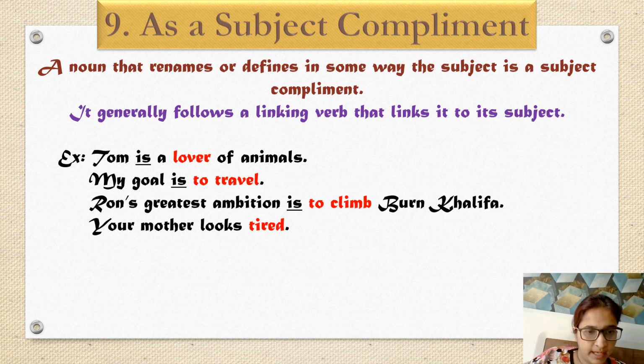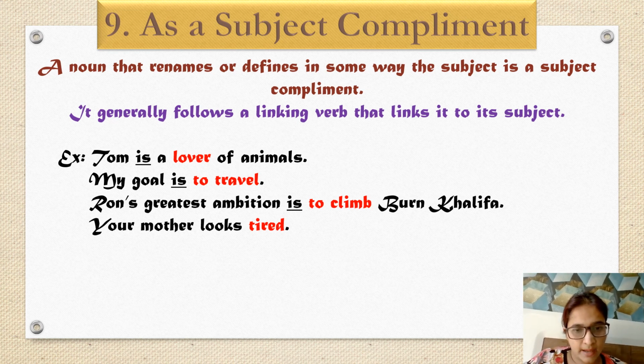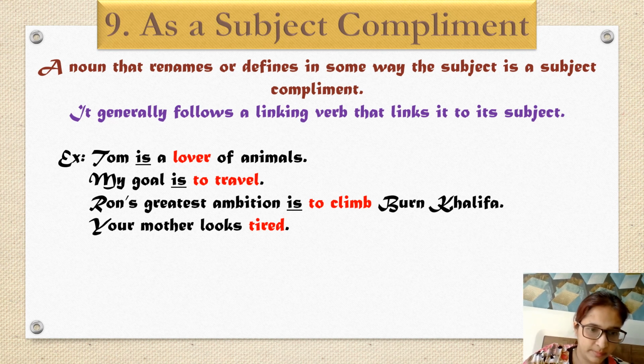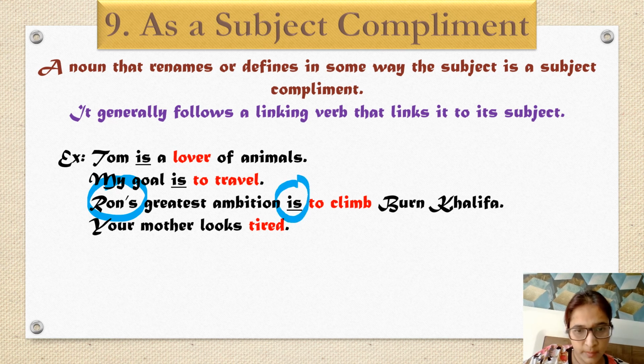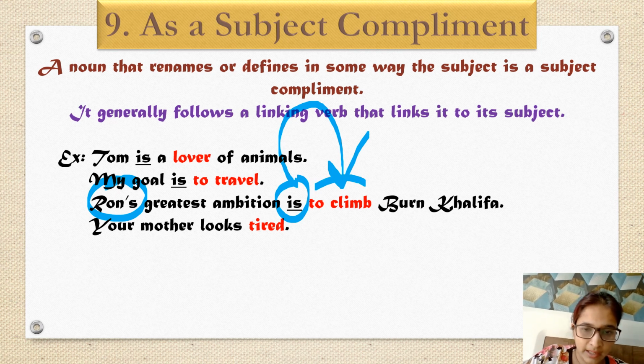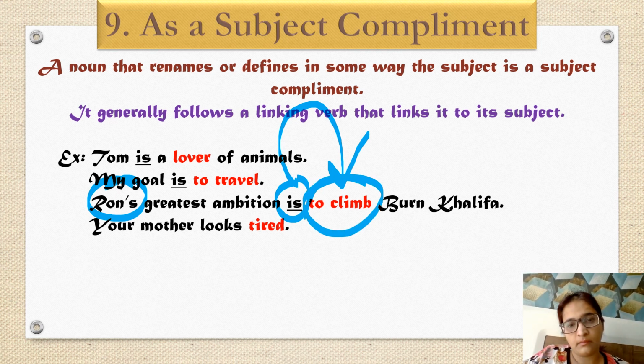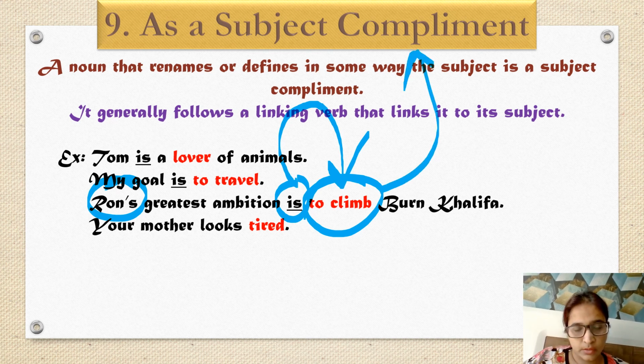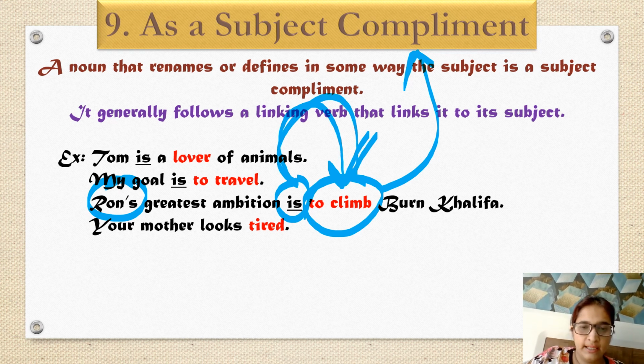Then we have: Ron's greatest ambition is to climb Burj Khalifa. Who is the subject here? Ron. Ron is the subject, but the linking verb is is. Ron's ambition is what? Is to climb. So climb becomes the subject complement here because the linking verb is directly pointing to climb.